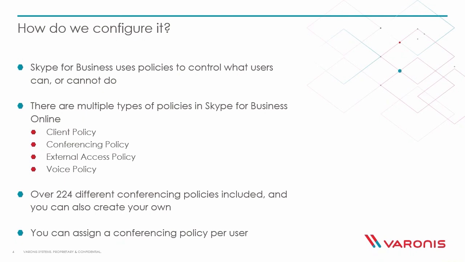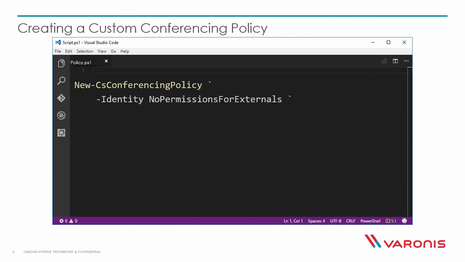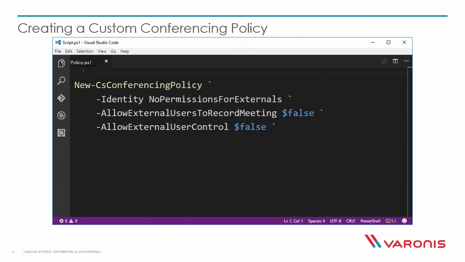And those policies can be assigned to one, multiple users, or all the company. So you can even have different policies depending on the department of the user, depending on where that user is located, and so on. So how do we create a custom conferencing policy? The PowerShell commandlet is New-CsConferencingPolicy. You give the identity. In this case, I decided to name it NoPermissionsForExternals. And I will set the settings AllowExternalUsersToRecordMeetings false, AllowExternalUserControl false.